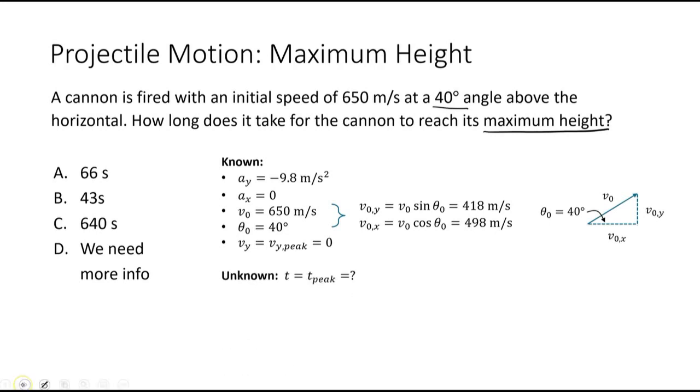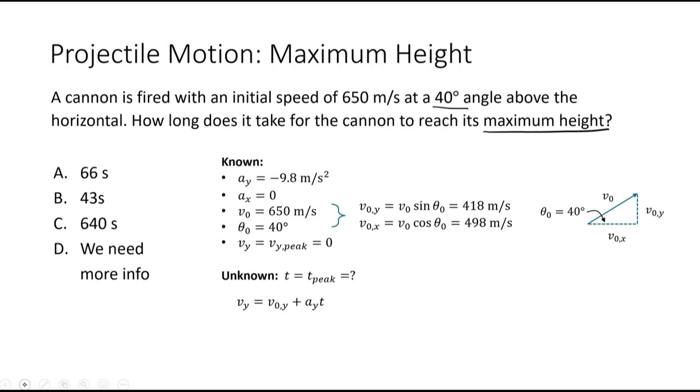Then we can write down our unknown in this case, which is how long it takes the cannonball to reach that maximum height, which I'm calling t peak. So how do we find the t at the peak, how long it takes the cannonball to get to the peak? Well, we look at our list of 6 equations for constant acceleration, and we look for one where the only thing that we don't know in that equation is time t, because that's really what we're looking for here.